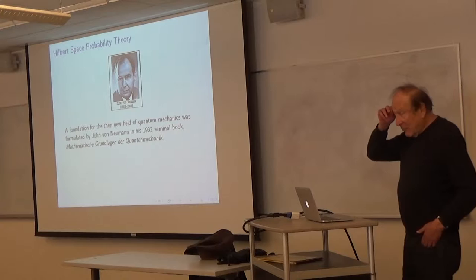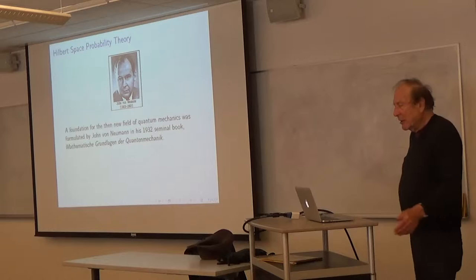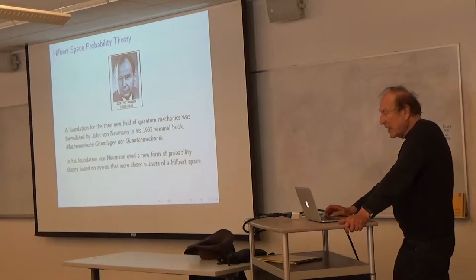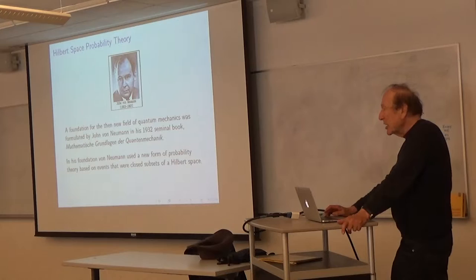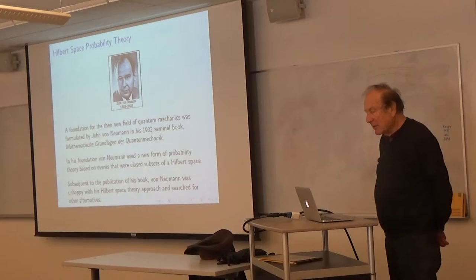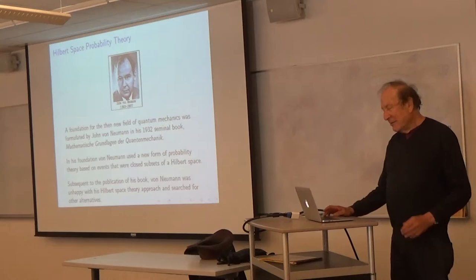So we'll start with von Neumann. He gave a foundation for what was then the new field of quantum mechanics in his 1932 book. In his foundation he used a new form of probability theory based on events that were closed subsets of the Hilbert space which, as someone mentioned, correspond exactly to the projections in a one-to-one manner. Subsequent to the publication of this book, von Neumann was unhappy with the Hilbert space approach and searched for other alternatives.